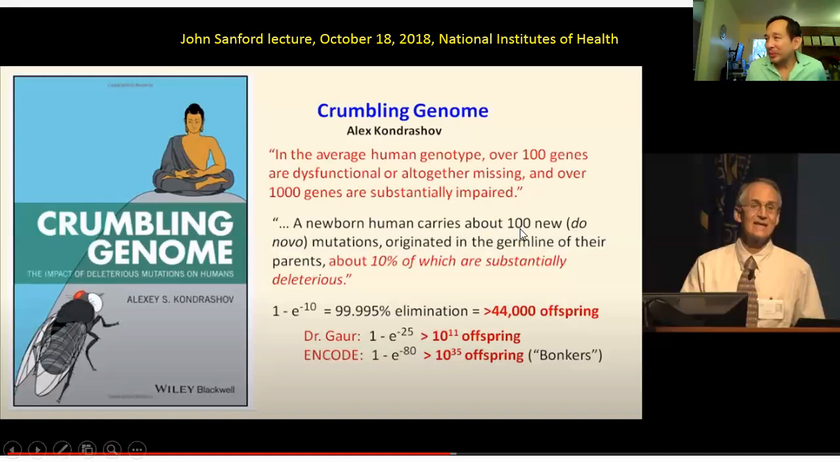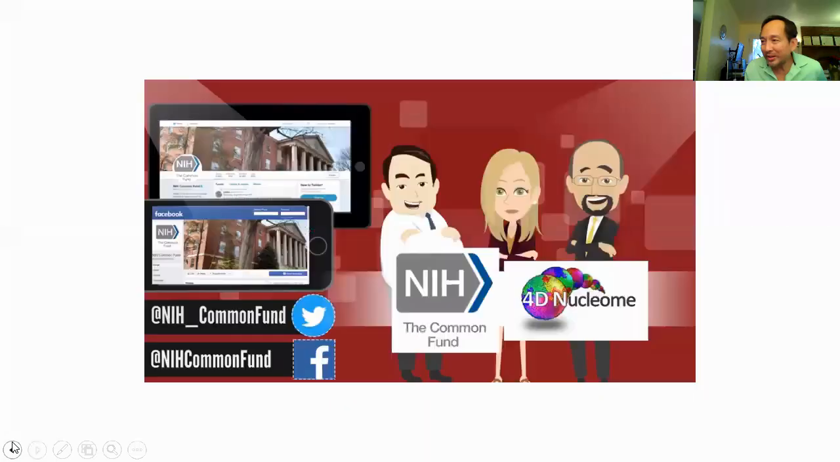So if we have 100 new mutations, and about 10% are deleterious, meaning they hurt the genome, all we have to do is determine how many offspring we have to eliminate: we take E and raise it to the -10th power. This isn't the best way to state it, and I'll go into that more. But Dr. Graur was pointing out that if ENCODE is right, we would need E to the 80th power, and that would imply 10 to the 35th offspring. So I'll just go back to his.